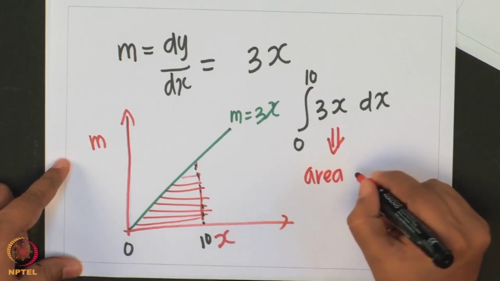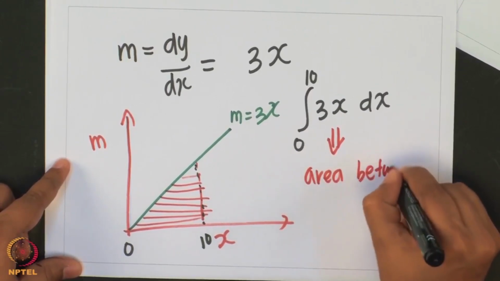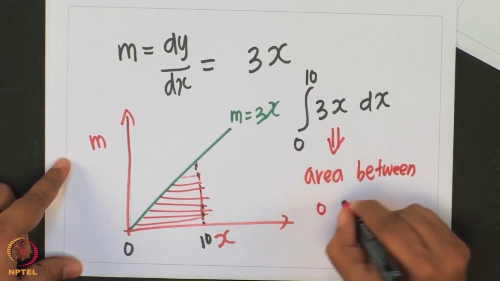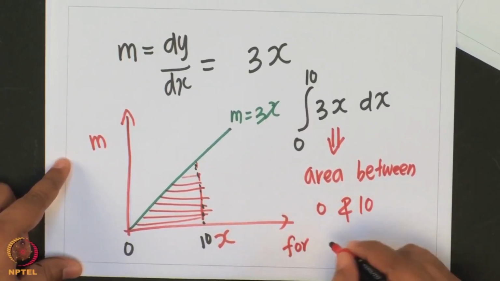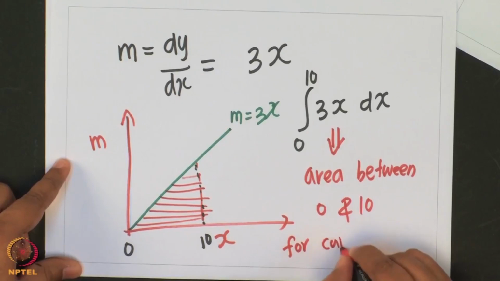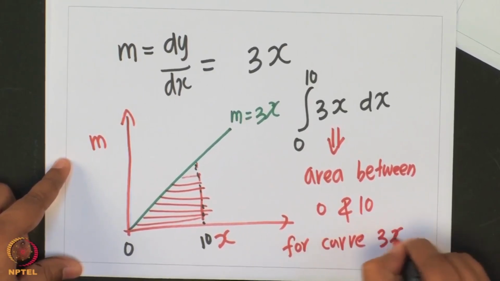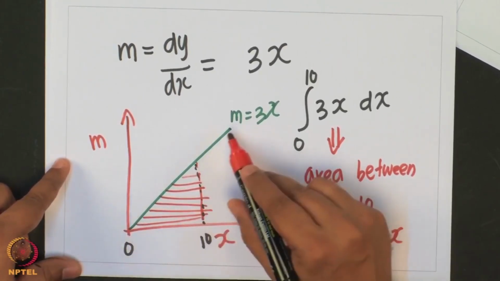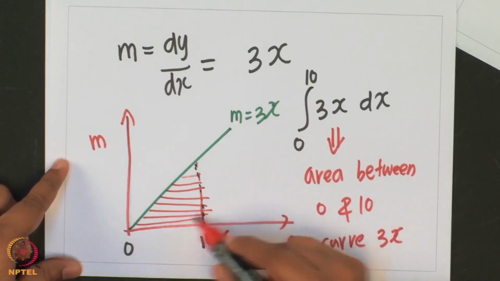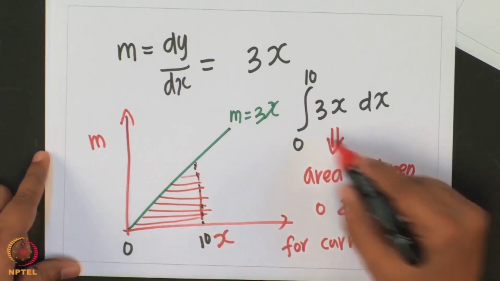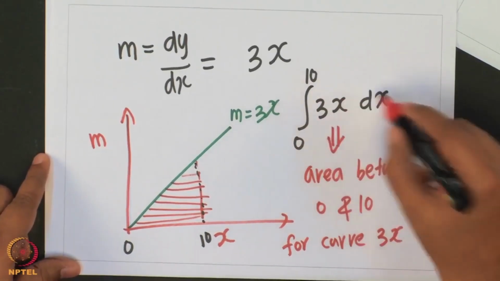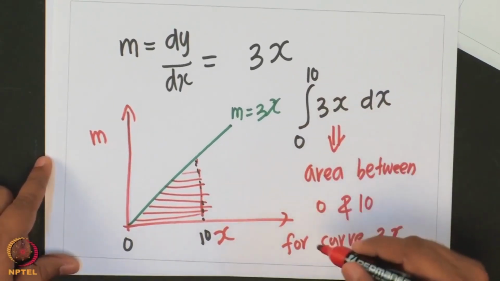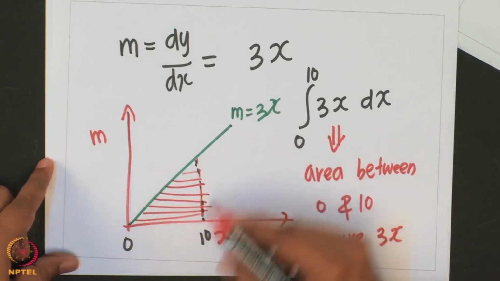The answer will be the area between 0 and 10 for the curve 3x. So take the curve 3x, mark 0 and 10, and find the area under this. That will turn out to be the answer to this integral. So the answer to this integral from 0 to 10 of 3x dx is the area under this curve. We can calculate this area.